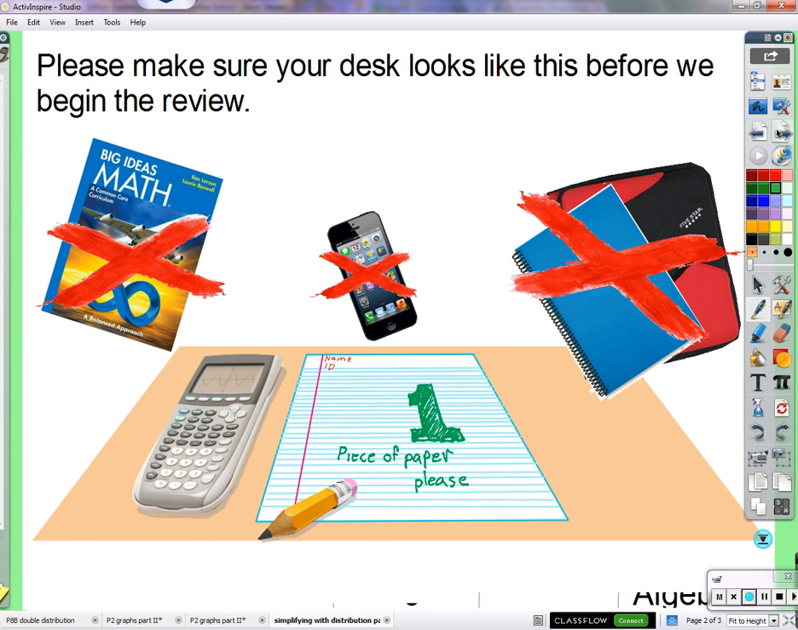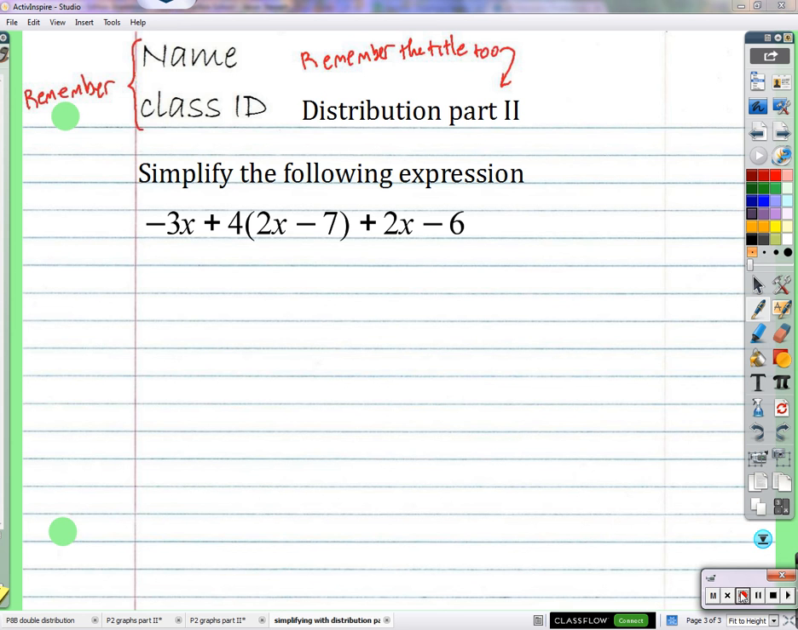All right. Get ready. A little review. Hopefully, we see improvement on what we saw last time. Okay, so we have a distribution there. 4 times 2x minus 7. Distribute 4. What's 4 times 2x? 8x. 4 times -7. -28.